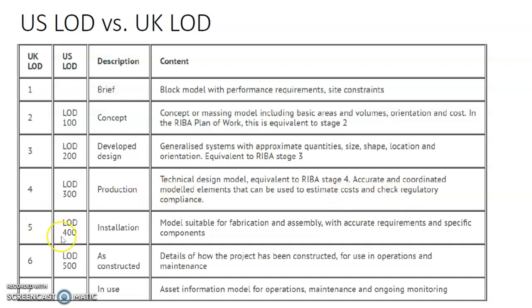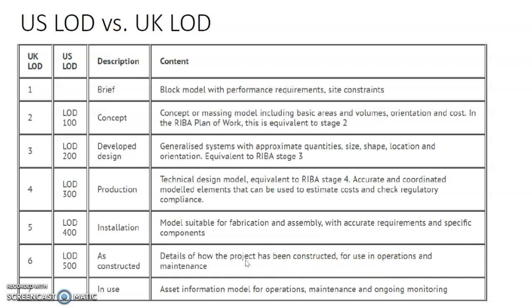And then after it goes on to the installation stage, which is equivalent to LOD 400 and the UK level 5, where the model is suitable for fabrication and assembly. There will be accurate requirements and specific components. And finally as-built, that's LOD 500 or UK level 6, where the detail of how the project has been constructed, for use in operation and maintenance, is produced into the model.